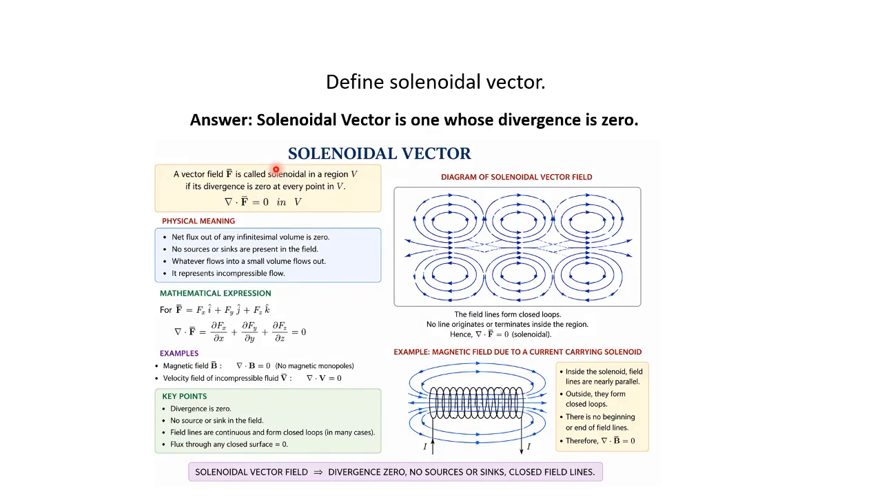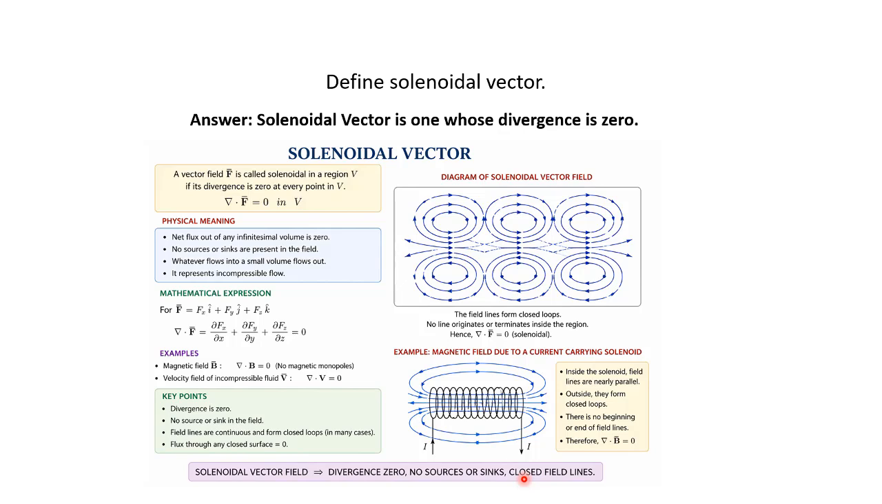Moving to question number 6: define solenoidal vector. A solenoidal vector is a vector field whose divergence is 0. Mathematically, the vector field satisfies the condition divergence of A equals 0, that is a solenoidal vector. Physically, a solenoidal vector has no sources or sinks within the region under consideration.